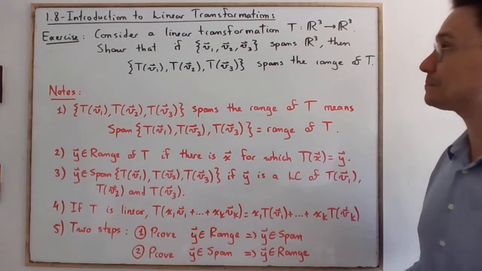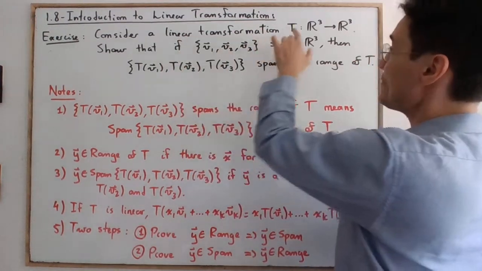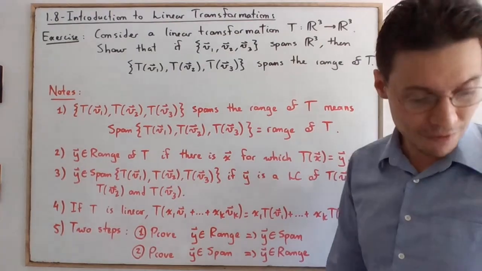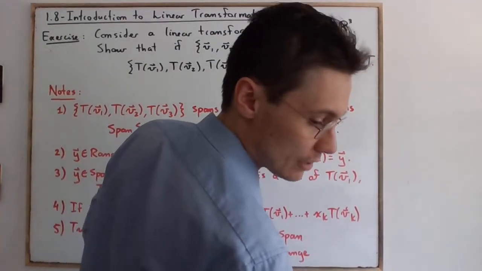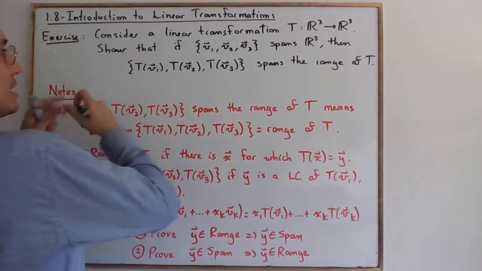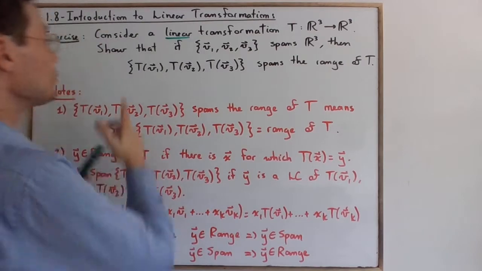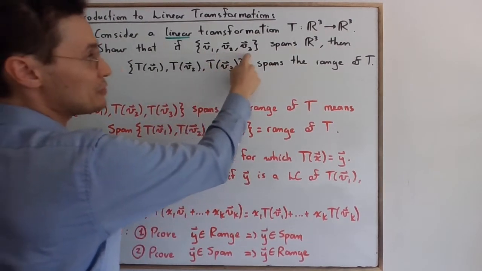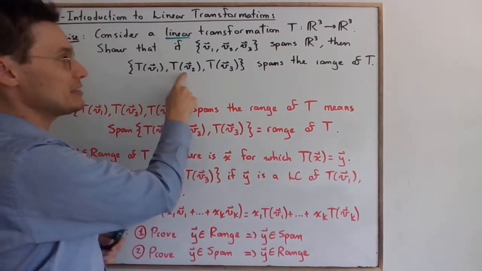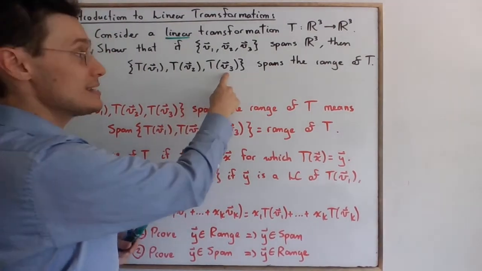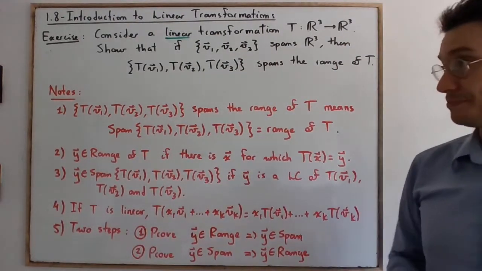Let's put it this way. So first of all, let's have a look at what we need to prove. If we have a linear transformation. So first of all, we know it's linear, okay? So I will underline this in green. If the transformation is linear, and we know that V1, V2, V3 spans R3, then T of V1, T of V2, and T of V3 spans the range of T. Okay, that's what we need to prove.